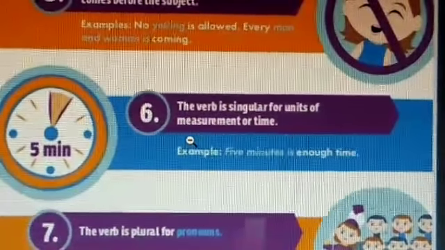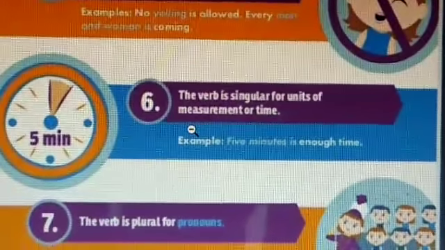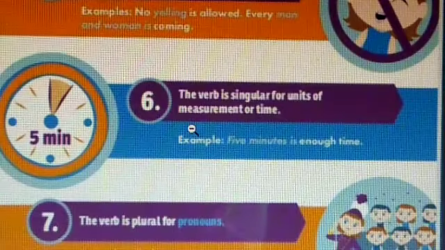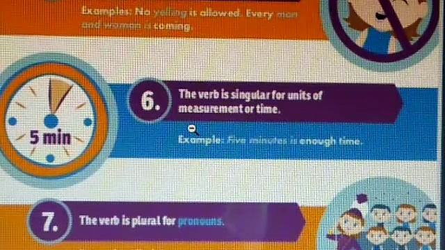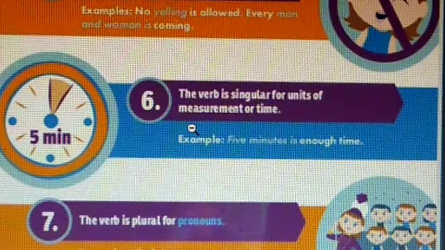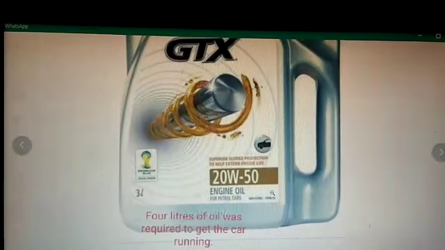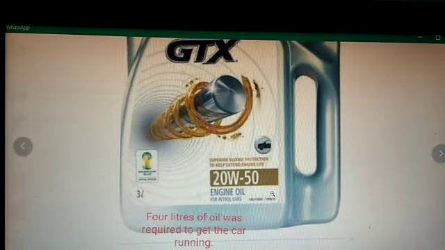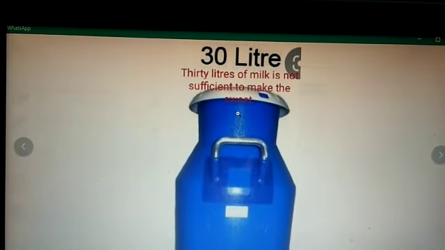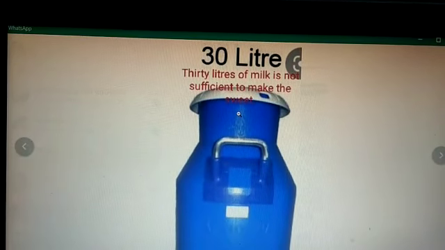Moving ahead to sixth rule, the verb is singular for units of measurement or time. So you can see in the picture also, 5 minutes is enough time. Next you see, 4 liters of oil was required to get the car running. Next, 30 liters of milk is not sufficient to make the sweet. They are making sweet for the wedding or something, no? So the person is saying 30 liters of milk is not sufficient to make the sweet.